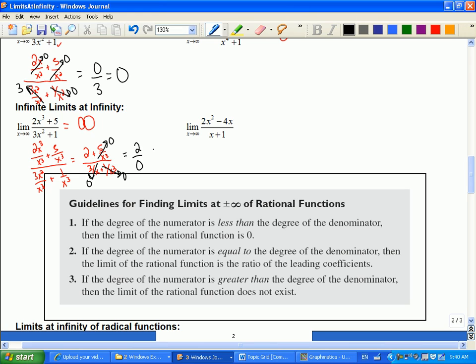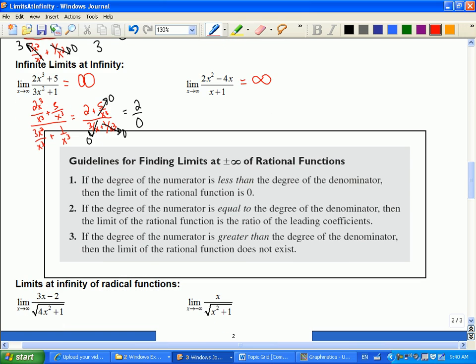And we talked about this last day, right? What happens when you have a constant divided by 0? It's infinite, right? You're going to have an infinite limit here. So same thing happens when we deal with this situation here. The top is going to win. 2x squared will be the winner. So this is an infinite limit as well.